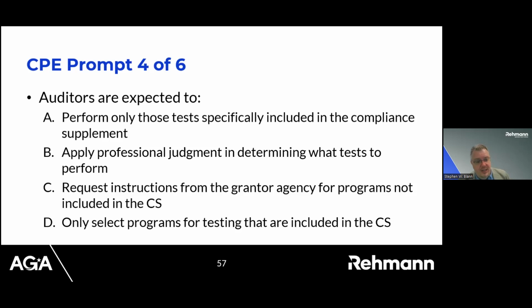Well, our correct answer here is auditors need to apply professional judgment. We're not limited to only testing what's in the compliance supplement. And while you can ask for instructions, that is not a requirement and typically not something we would do. And as nice as it would be to say, "Oh, there's no supplement on that, I'm not going to test it," not an option either. So the correct answer on this one was B. Auditors are going to have to use professional judgment, though the compliance supplement is an excellent starting point.